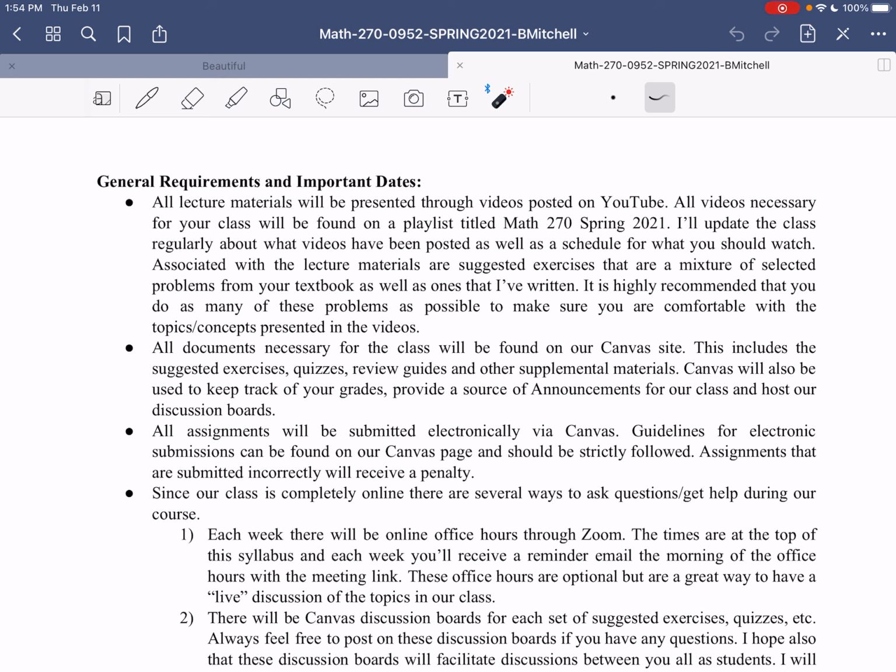For this class, that's a mixture of exercises that I select from your textbook. That's again why it's so important to have the 4th edition of this textbook, as well as some that I've written so that you get used to the style in which I write questions. As you can expect, it is highly recommended that you do as many of these problems as possible to make sure you're comfortable with the topics and concepts presented in the videos.